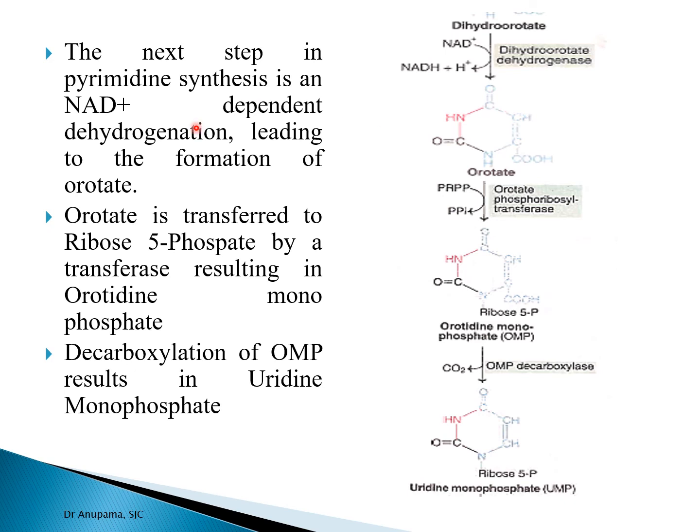And the next step in pyrimidine synthesis is an NAD plus dependent dehydrogenation reaction that leads to the formation of orotate, and the reaction is catalyzed by dihydroorotate dehydrogenase.